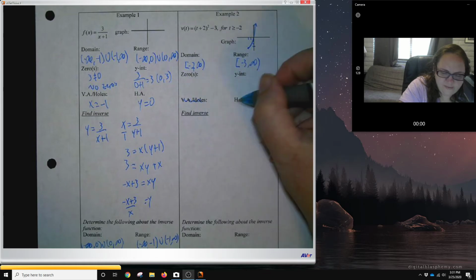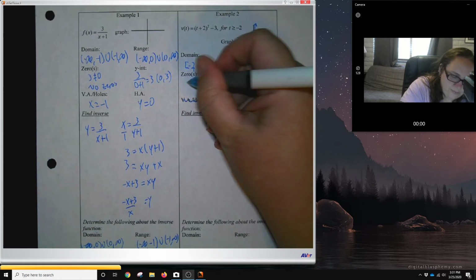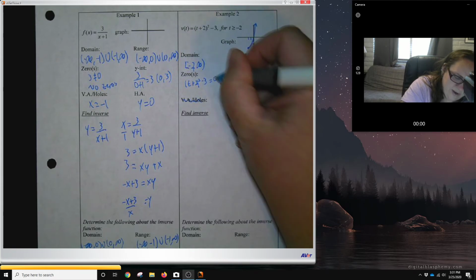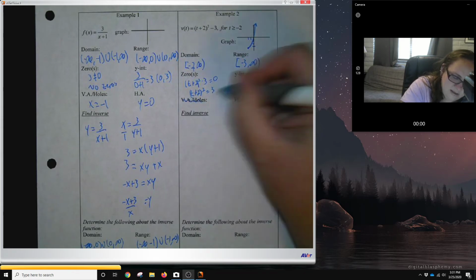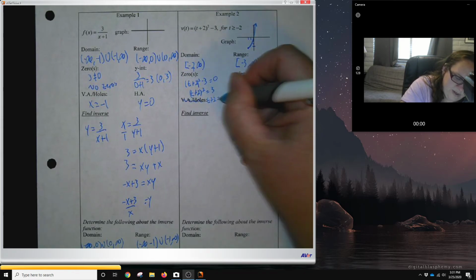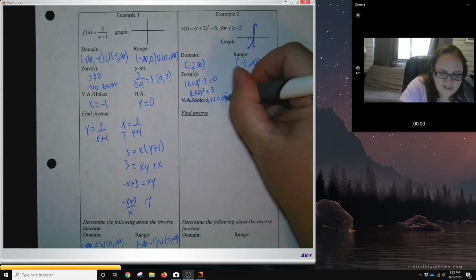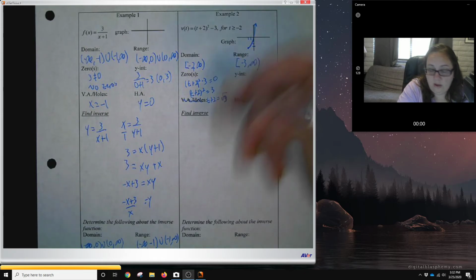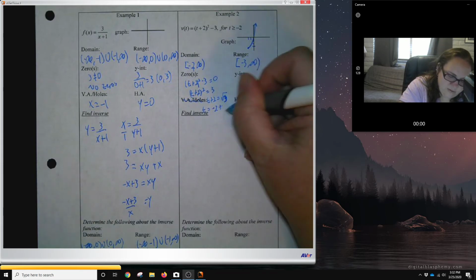Quadratics don't have vertical asymptotes, holes, or horizontal asymptotes, so let's pretend that's not there. Zeros, so t plus 2 squared minus 3 equals 0. t plus 2 squared equals 3. t plus 2 equals the square root of 3. When I'm dealing with inverses and I'm solving, I don't use the plus or minus because we don't want both options. We only want the positive option. So t equals -2 plus the square root of 3.